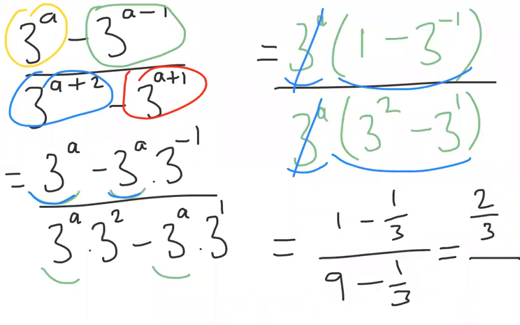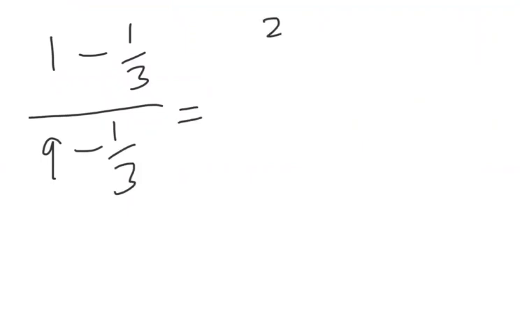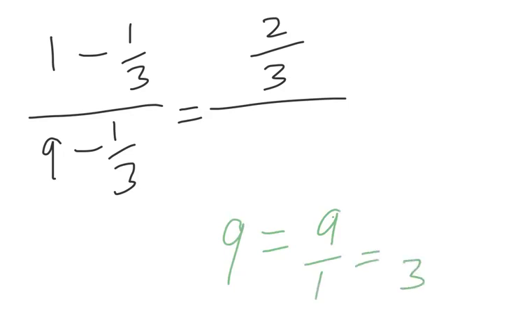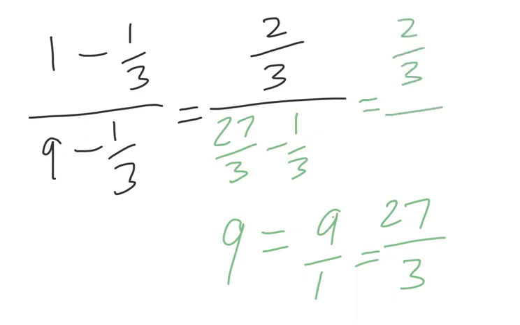you're going to have, so I'm just going to work on a separate page quickly. And let's go to another page. So it's 1 minus a third and 9 minus a third. On top, you're going to have 2/3. The bottom, you're going to have, so the 9 equals 9 over 1. So that's 27 over 3. So that's 27 over 3 minus 1 over 3. So that's going to be 2 over 3 divided by 26 over 3.